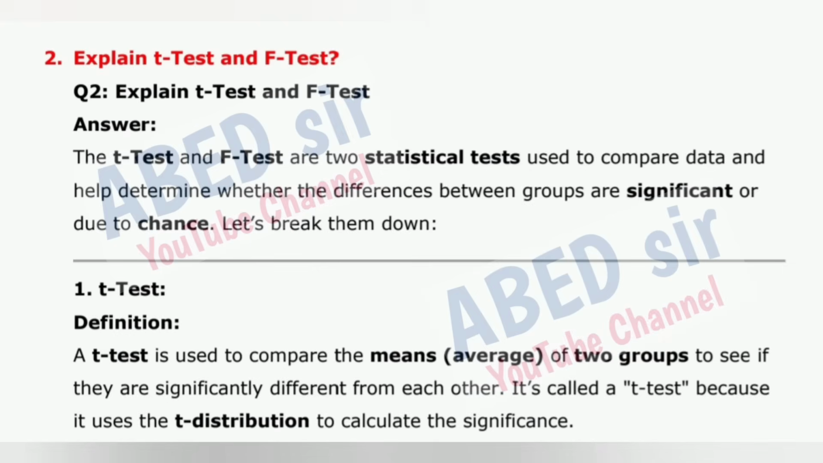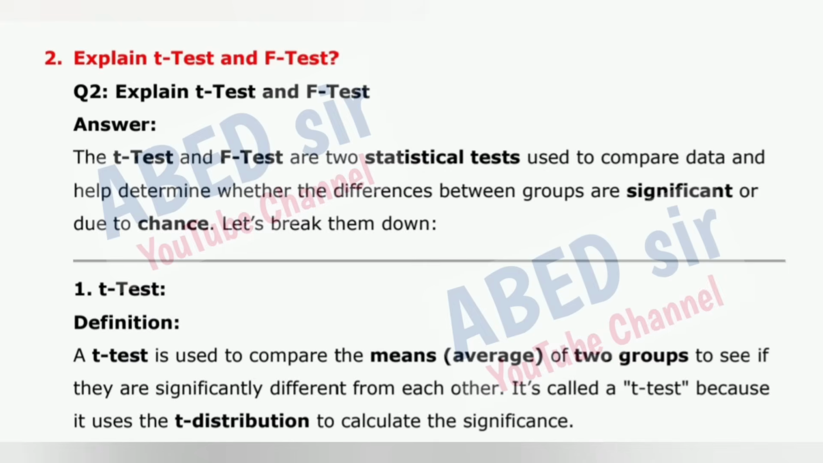Answer. The t-test and f-test are two statistical tests used to compare data and help determine whether the differences between groups are significant or due to chance. Let's break them down. 1. T-test. Definition. A t-test is used to compare the means, average, of two groups to see if they are significantly different from each other.